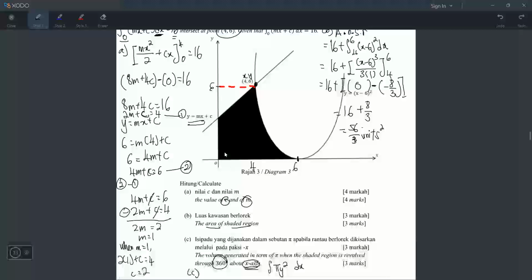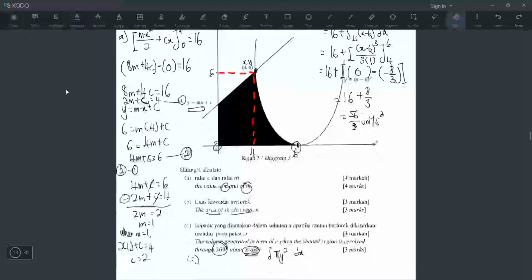But if we use this formula, can I straight away take from 0 to 6? Can I straight away do like this, 6, 0? Cannot. Why cannot? Because if you look carefully, 0 to 4 is the straight line, and 4 to 6 is the curve. So I have to find this volume separately, and then find this volume separately, and then add together. That's the only way.